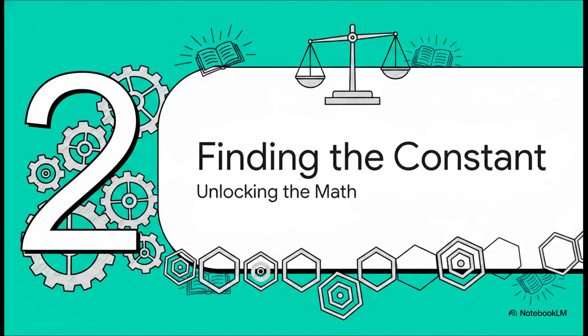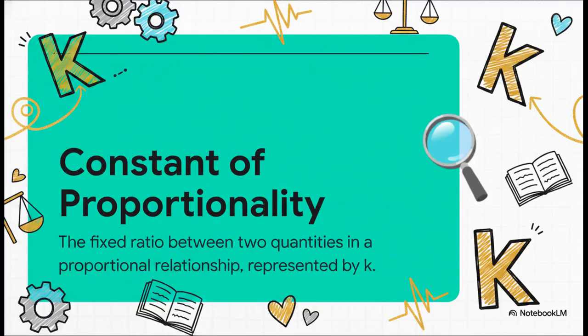Section 2. Finding the constant, unlocking the math. Okay, so let's check out the working definition from the lesson. The constant of proportionality is the fixed ratio between two quantities in a proportional relationship. And in math, we use the letter K to represent this constant. So whenever you're dealing with a proportional relationship, just think of K as the glue holding your two variables together. It's the steady, unchanging heartbeat of the whole equation.